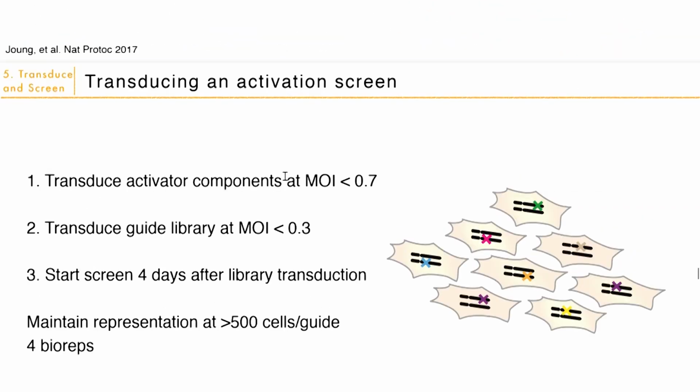An activation screen is very similar to a knockout screen, where you put in all the components first, and then you put in the library. But the difference is that for an activation screen, you can start the screen as soon as 4 days after library transduction because these cells have already been selected for the library. And for activation, you don't need to wait for the activation to saturate. It usually is pretty quick.